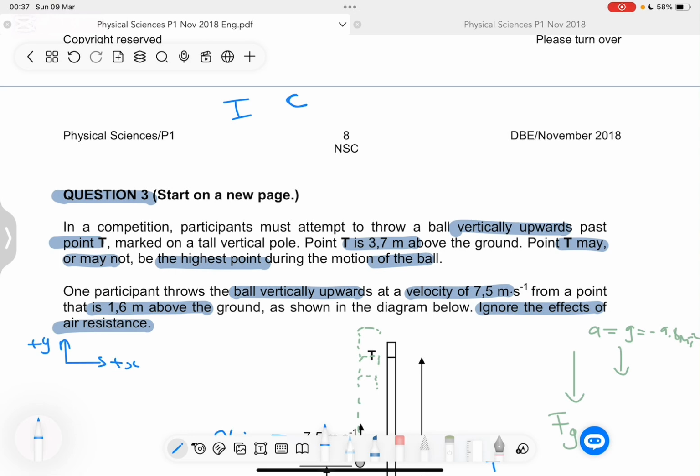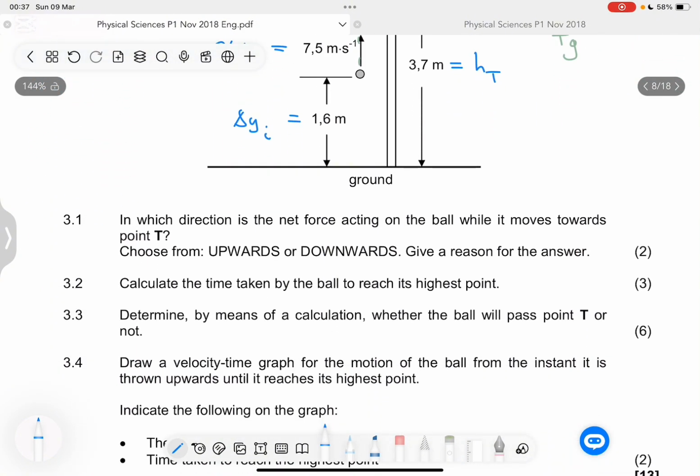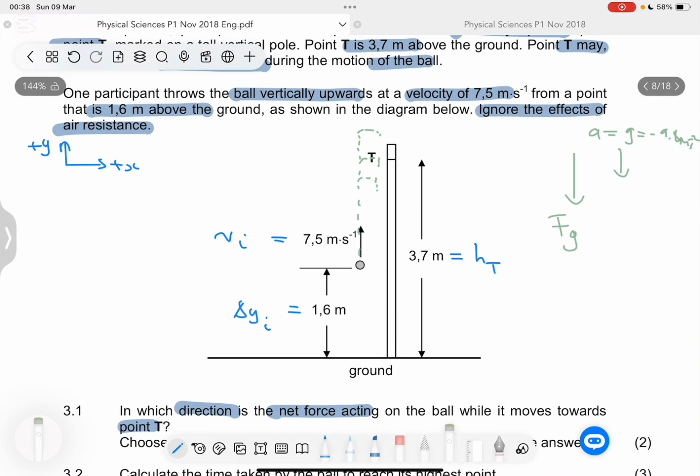The third thing that I'm going to do is go and answer the questions. In answering these questions, we are going to jump straight to question 3.1, which asks in which direction the net force is acting on the ball while it moves towards point T. Remember, when the ball moves towards point T, it is going upwards, whether it ends here or here or here.